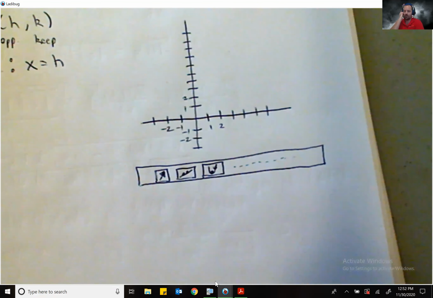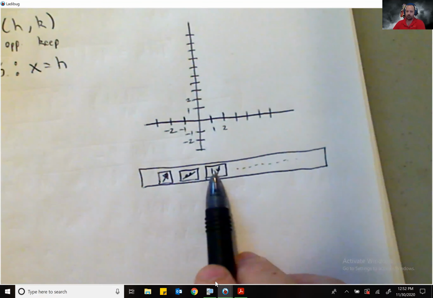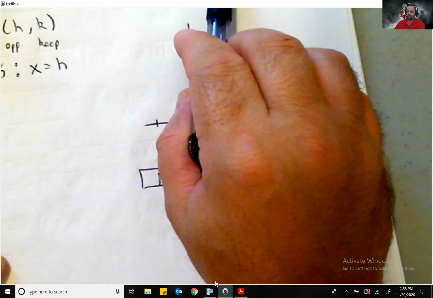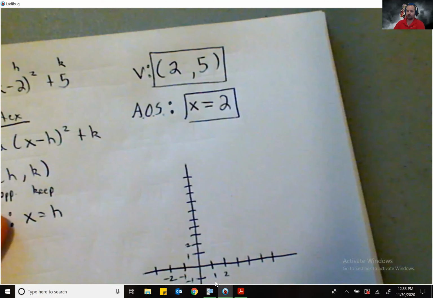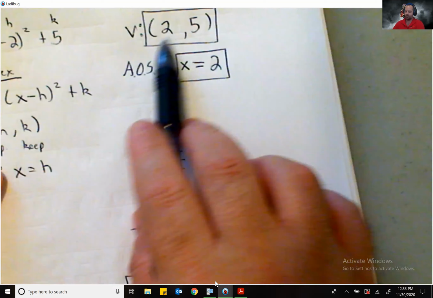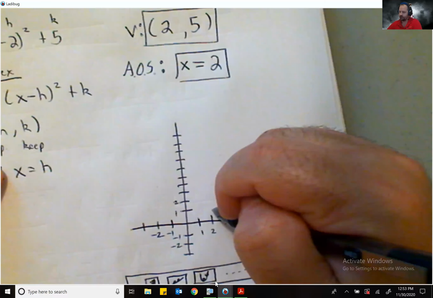Okay. Because we are graphing quadratics, you're going to select this tool. And the first thing that you're going to graph is the vertex. So you'll select the quadratic, and then you'll come up to your graph, and you're going to graph 2, 5. So 2 and 1, 2, 3, 4, 5.